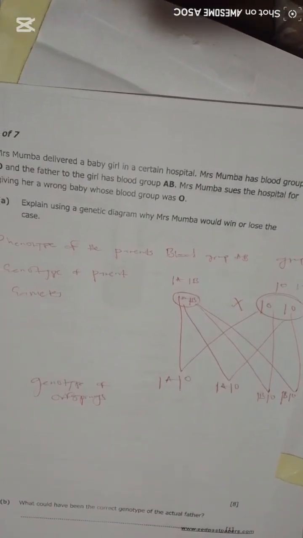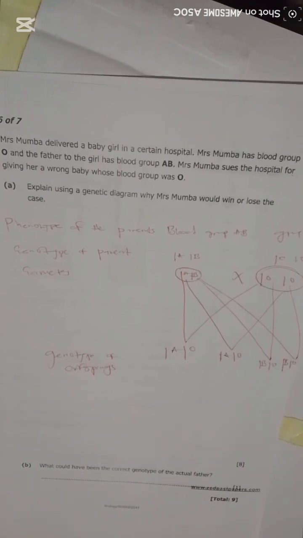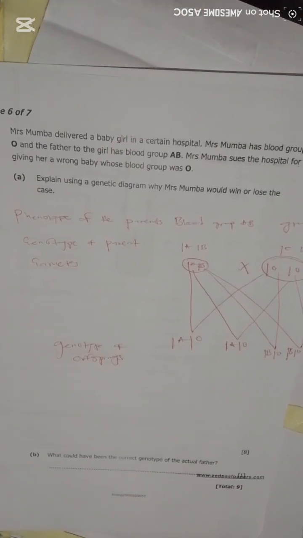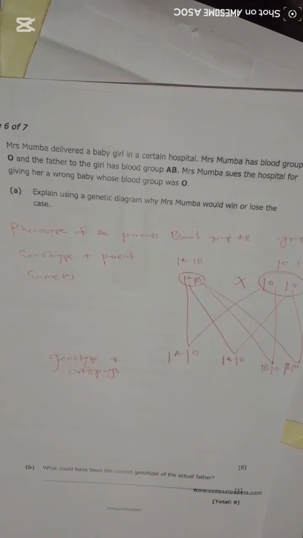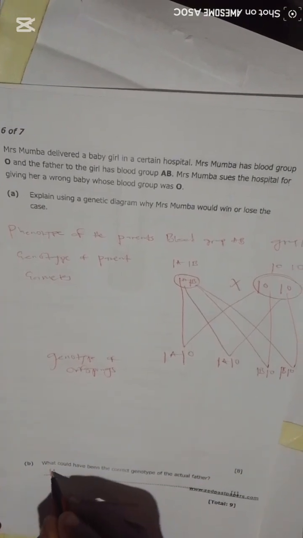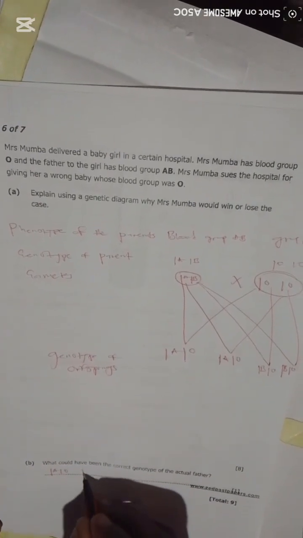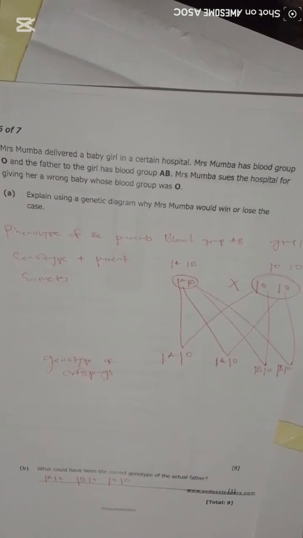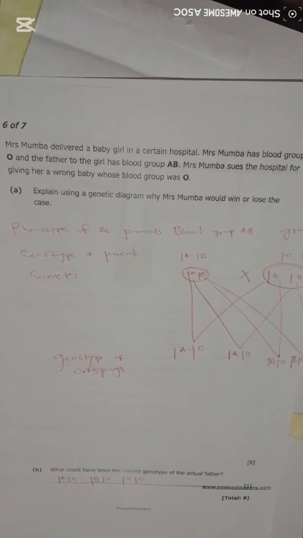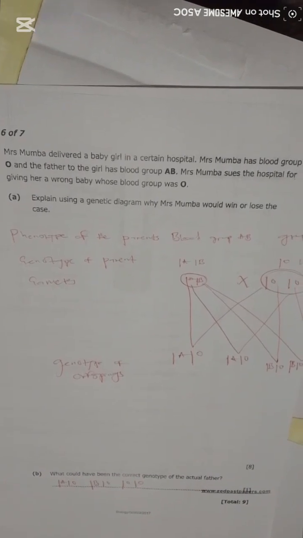Now, what could have been the correct genotype of the actual father? A father that could give birth to a child with blood group O with a woman of blood group O is a father that has blood group A heterozygous or B heterozygous or blood group O. At that point in time, it means that you're 100% successful with section A.